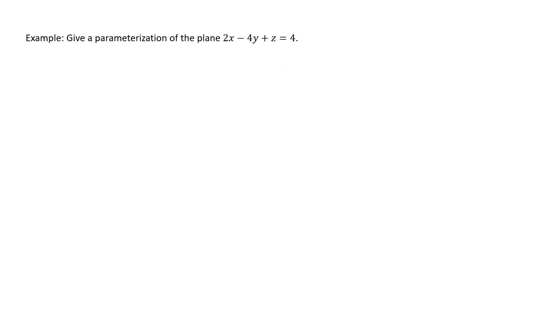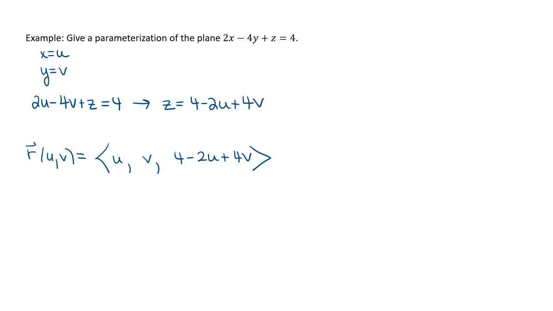All right, let's do one more. Parameterization of the plane, 2x minus 4y plus z equals 4. So I'm going to start by just letting x equal u, y equals v, and then I could just plug that into the equation and solve for z. So if x is u, 2u minus 4v plus z equals 4. Solve for z. Z is 4 minus 2u plus 4v. And those are my parametric equations.